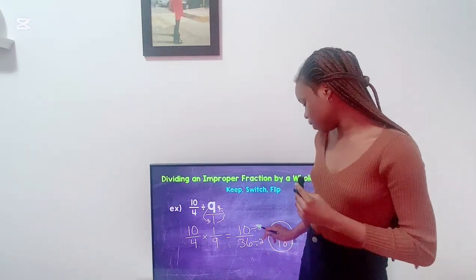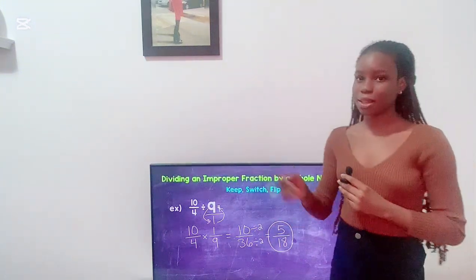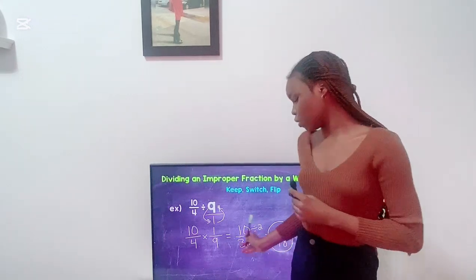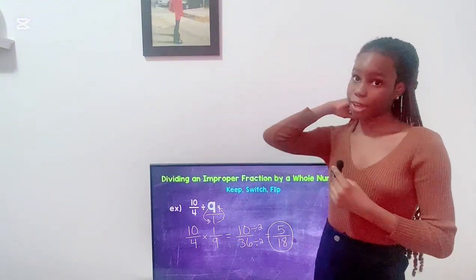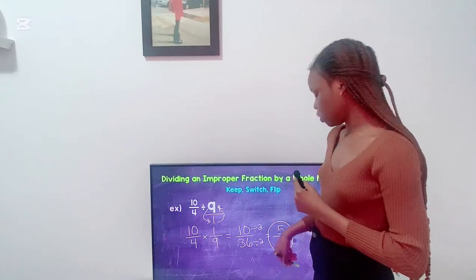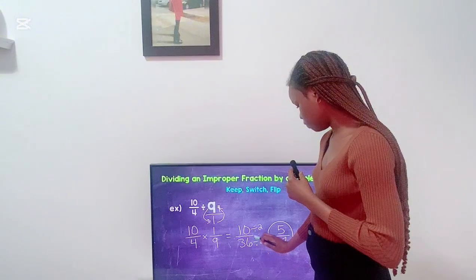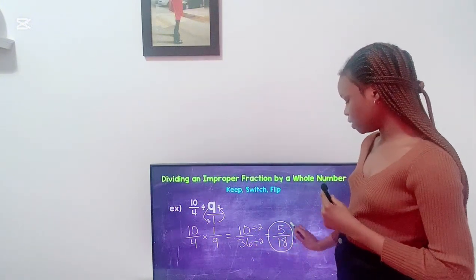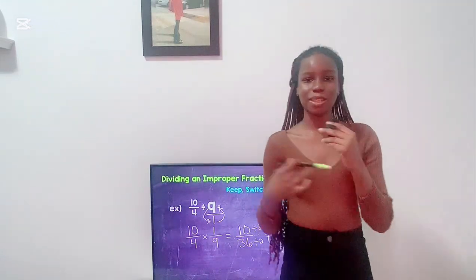But first, you see these little 2's over here? What do they mean? We didn't see that in the last one. Basically, we can simplify. 2 can go into 10, and 2 can also go into 36, so you can say they have a common factor. So 10 divided by 2 will give us 5, and 36 divided by 2 will give us 18. So now we have 5 over 18. As you can see, this is a proper fraction, and we are basically done with it.